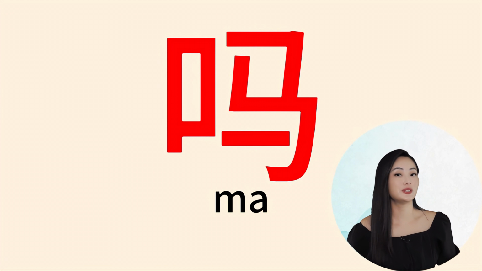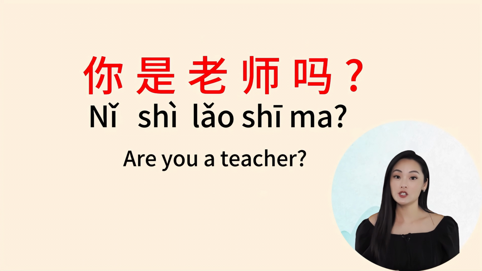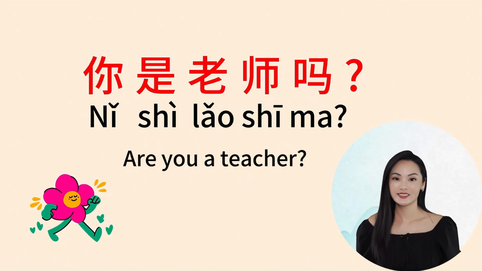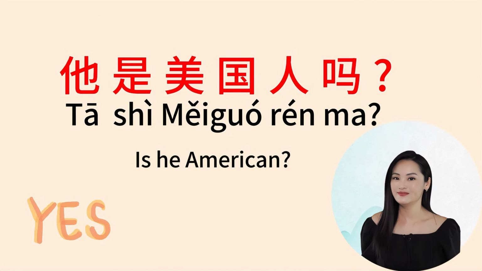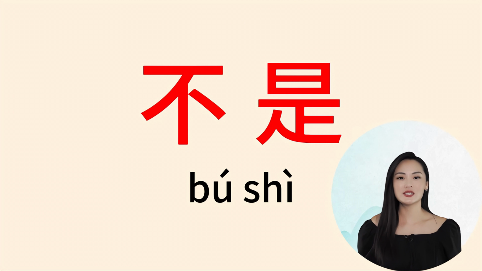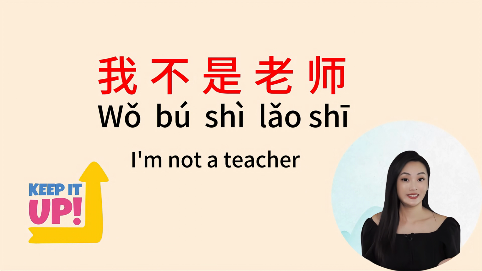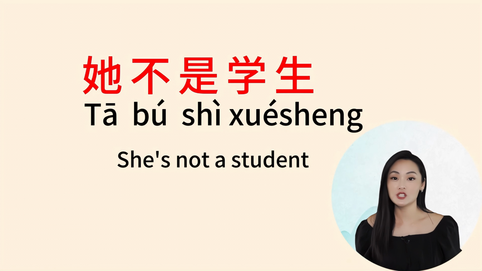Let's turn those into yes or no questions. Just add 吗 at the end. 你是老师吗? Your turn. 他是美国人吗? Good job. Let's try using 不是 to say not. 我不是老师. 他不是学生.